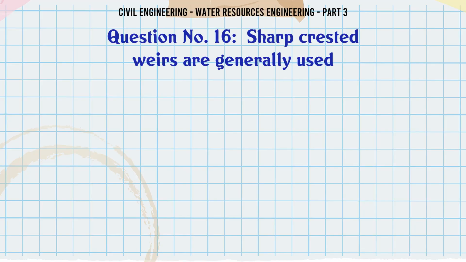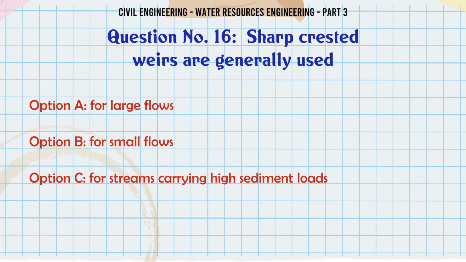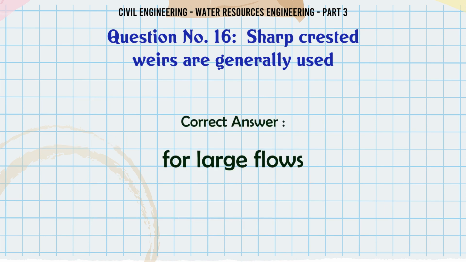Sharp crested weirs are generally used: A. For large flows. B. For small flows. C. For streams carrying high sediment loads. D. For rivers carrying floating debris. The correct answer is for large flows.